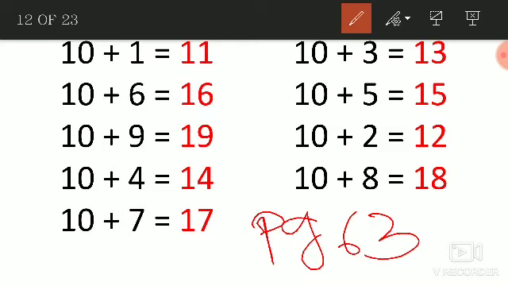Yes children, now we are going to see the exercise. The first sum is 10 plus 1. You can add directly, like 10 in the mind, 1 on the finger. After 10, 1 is there, adding it to it is 11. So the answer is 11. The next sum is 10 plus 6. I am teaching you the second model.